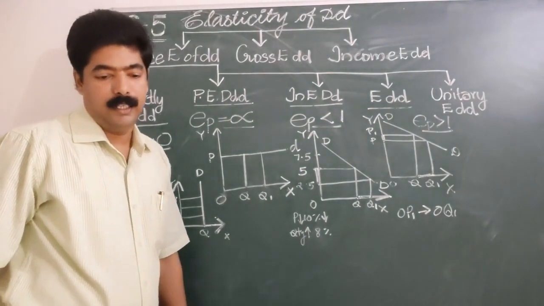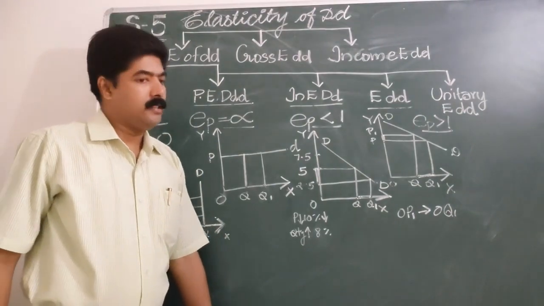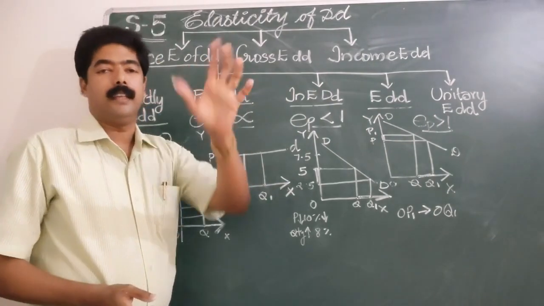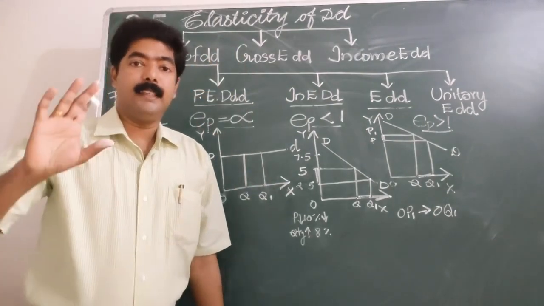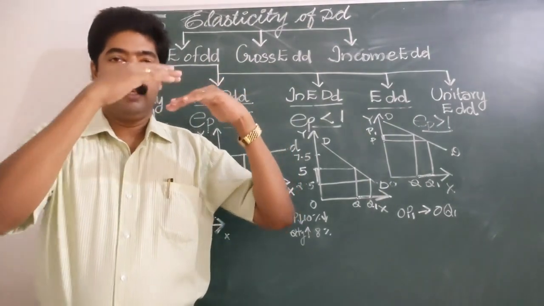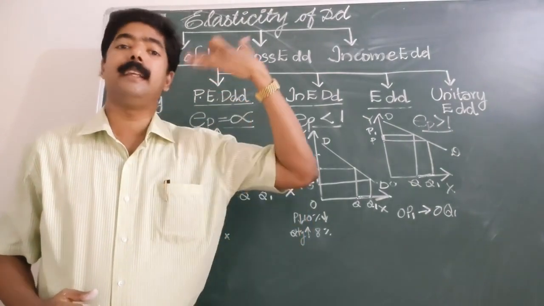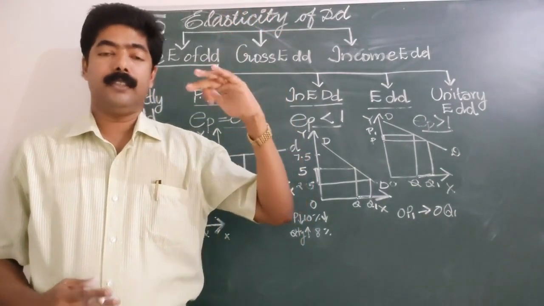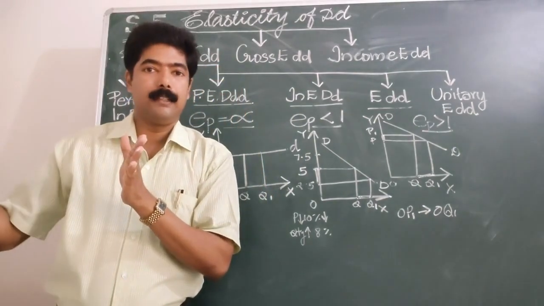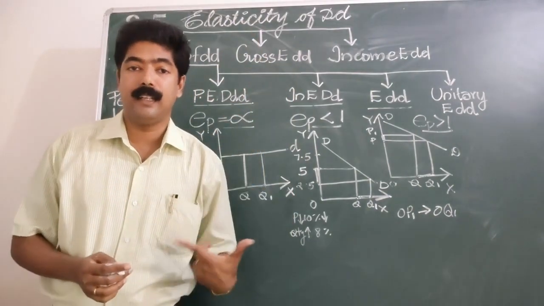What is unitary elastic demand? Very simple. The percentage change in quantity demanded is equal to the percentage change in price. Suppose the initial price is 100 rupees. From 100 rupees, a 10% increase makes it 110. So the same variation must be seen in the demand for that commodity, whether the price increases or decreases.